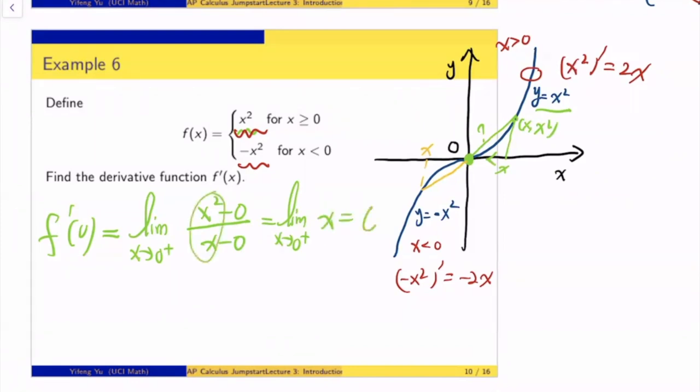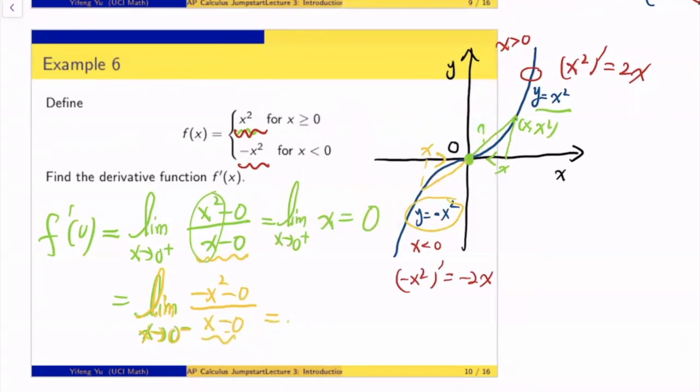Okay, so this, we know, obviously is zero. How about if we try from the right-hand side? What happens if I do it from the left-hand side? x goes to zero from the minus side. Here the difference is negative x squared, so it's negative x squared minus zero over x minus zero. The form does not change.